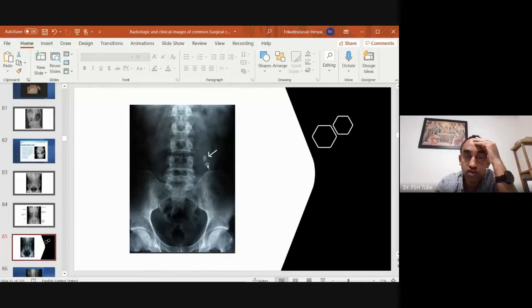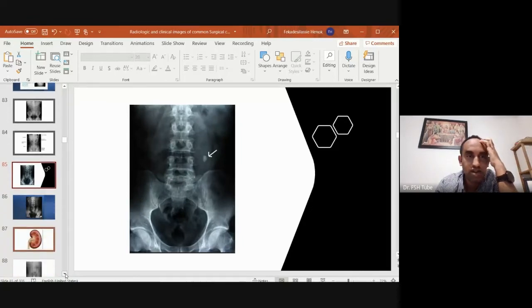So it looks like a stone. Differential diagnosis. Could it be something else? What about a fecal lesion? A fecal matter which has appeared as if it is like a stone. So a fecal lesion can also behave like this, right? What else could it be? Differential diagnosis, guys. Come on, you know this.